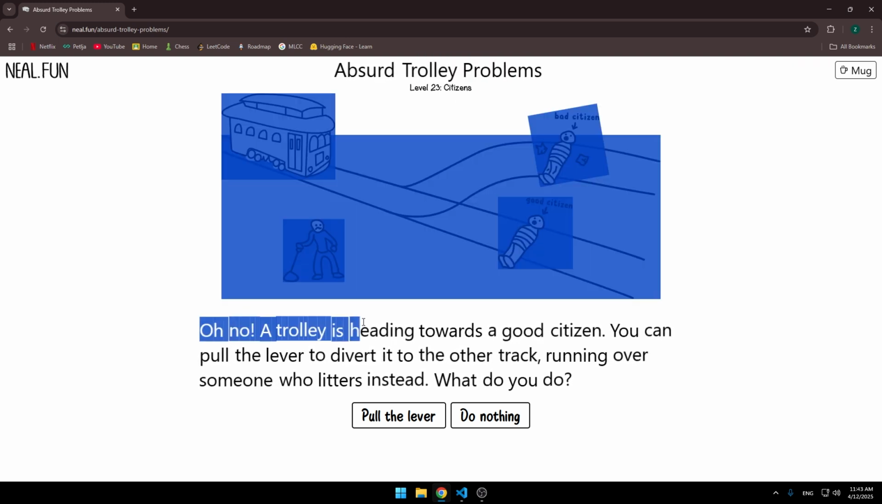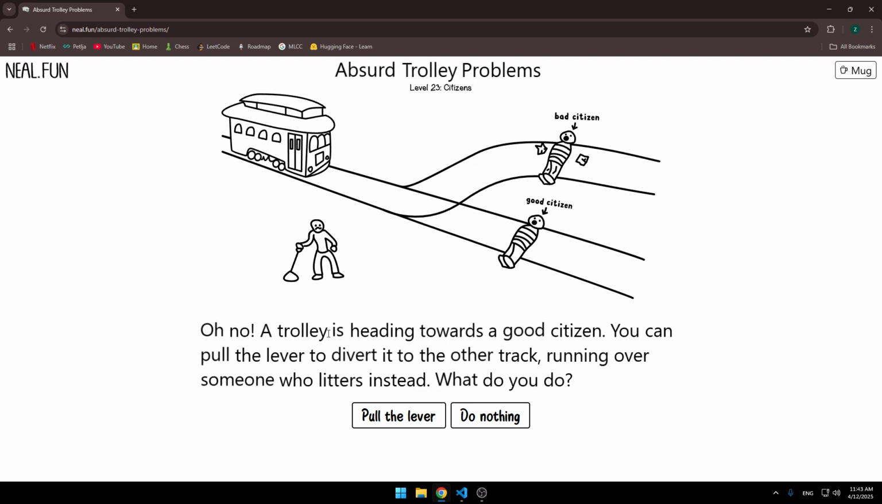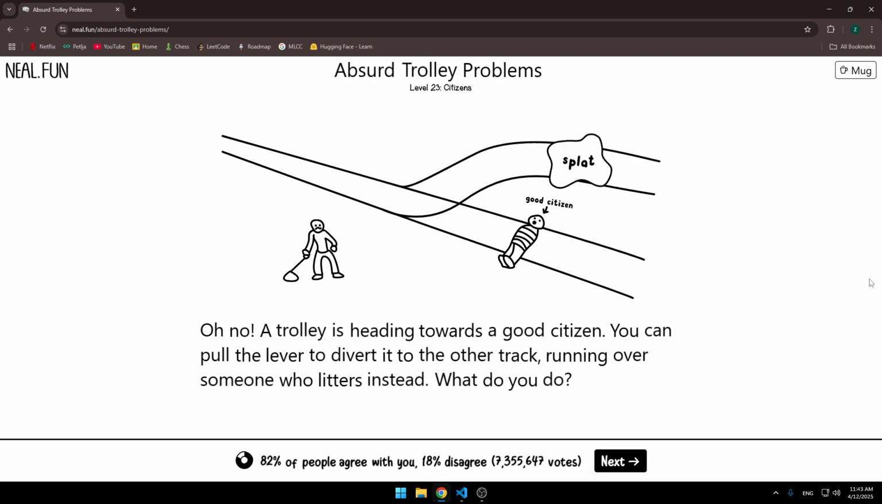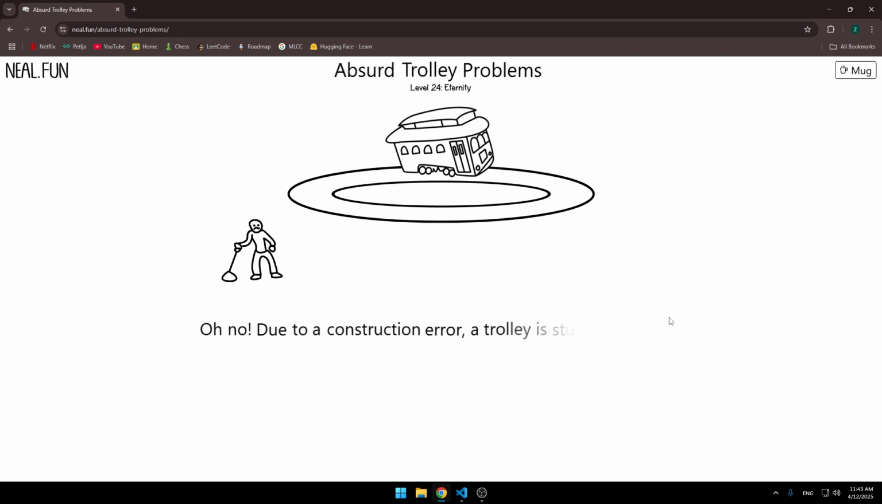Citizens. Oh no, a trolley is heading towards a good citizen. You can pull a lever to divert it to your track, running over someone who litters instead. What do you do? We just killed a bad citizen, right? I mean, he has bad in his name right here. Pull the lever. Utilitarianism suggests minimizing harm. One litterer is less impactful than a good citizen. Societal benefit outweighs a minor infraction. It's a tough choice, but pragmatism demands it. Of course it does. We are killing the bad person. He had bad in his name.